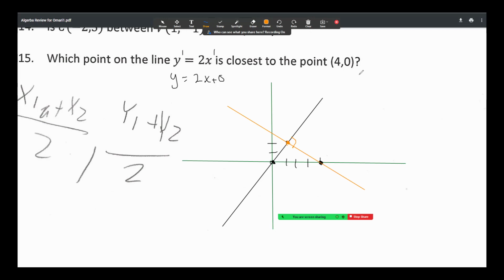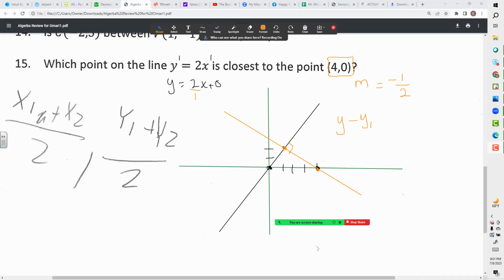If two lines are perpendicular to one another, that means that the slopes are opposite signs and reciprocal. So we're going to take 2, or 2 over 1, and make it negative 1/2. Now we need the equation for this orange line to go through this point (4, 0). So we're going to use (4, 0) and the slope of negative 1/2.